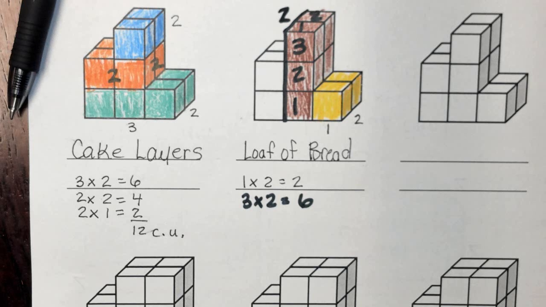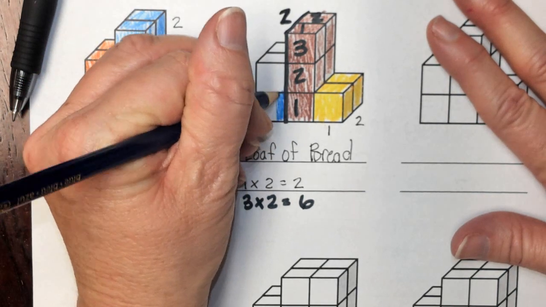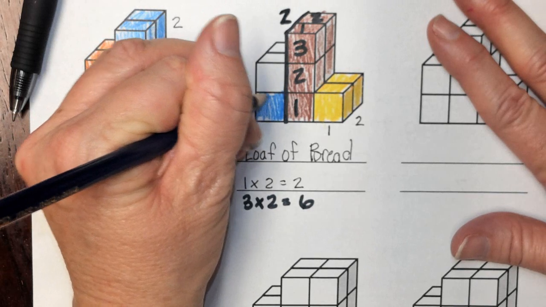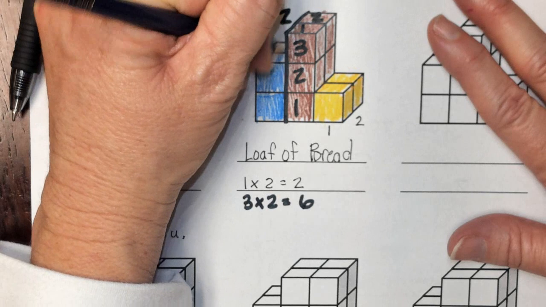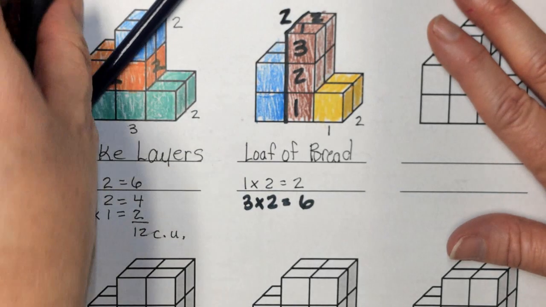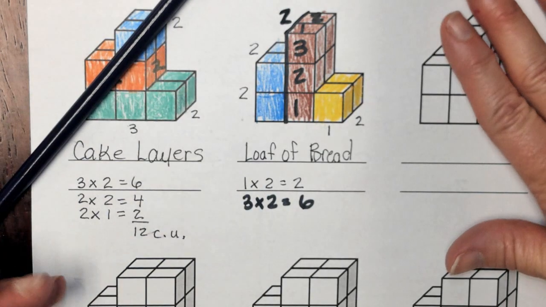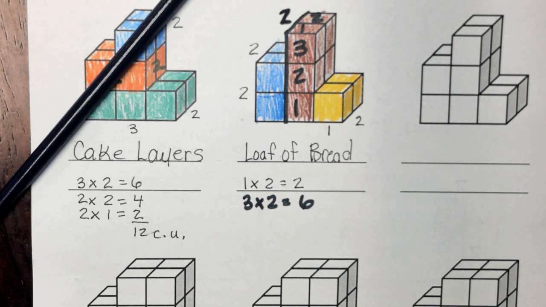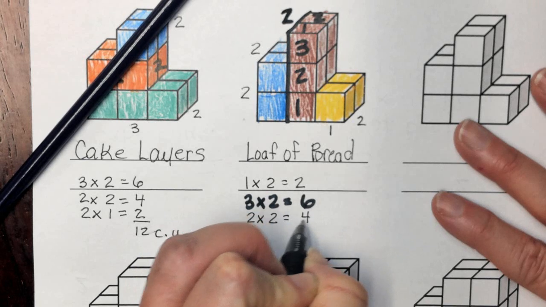My last shading. I'm going to shade in this little end piece here. There's 1 cube. There's 2 cubes. And then we're going backwards 2. So I would label this 2 by 2. So how many total cubes are represented in that last slice of bread? Natalie, 4. Because we can go 2 by 2 is 4.